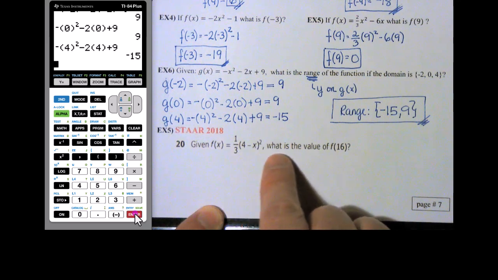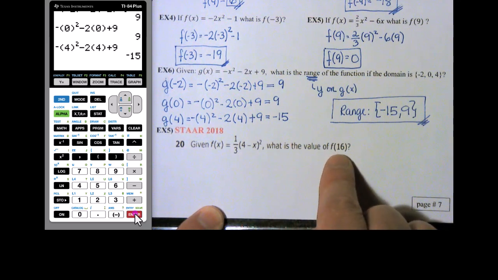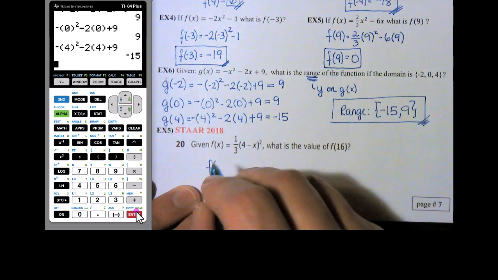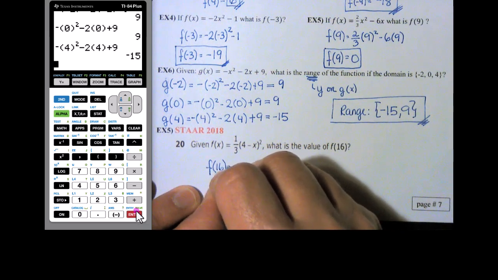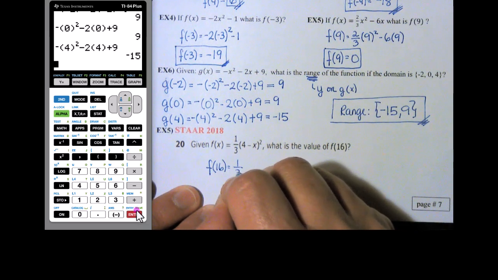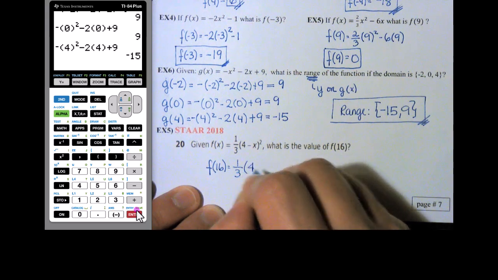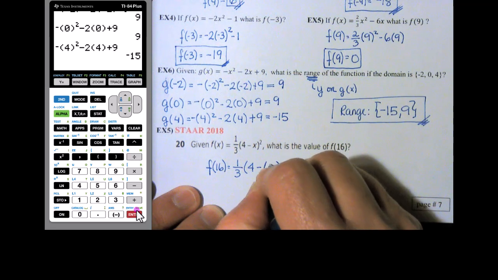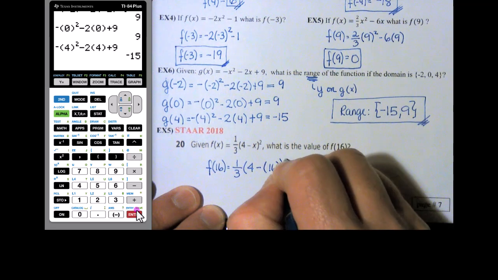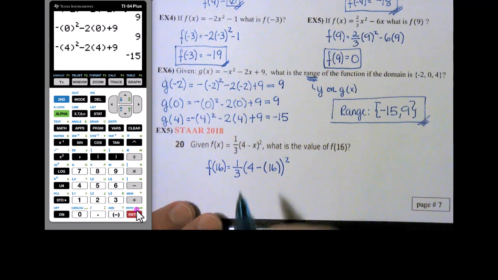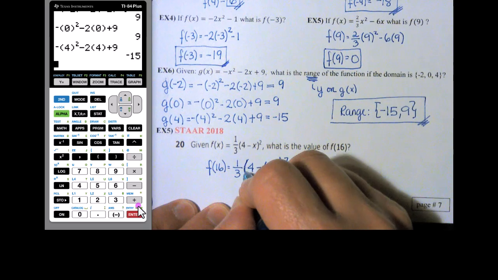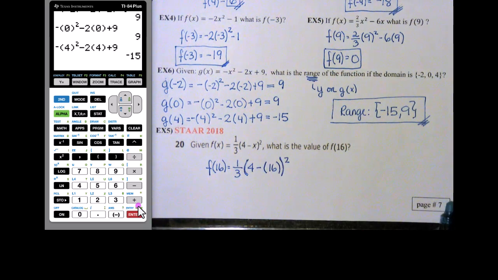If you notice, we have this function here. What is the value of f of 16? First thing I want you to do is write down the function that you want to find. So f of 16, this would be 1/3 times 4 minus, replace the x with a parenthesis. I'm going to put the 16 and then raised to the square. So if you notice, there are 2 parentheses here that we are putting in to be ready for the calculator.